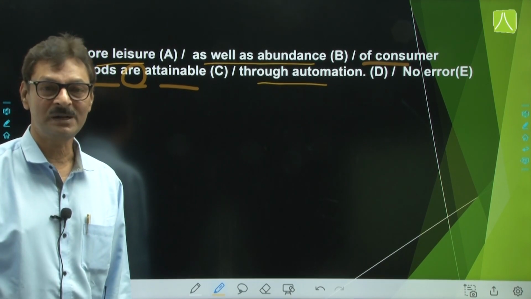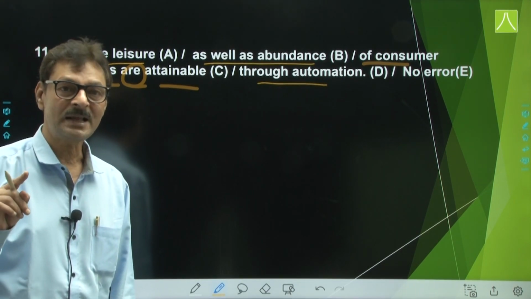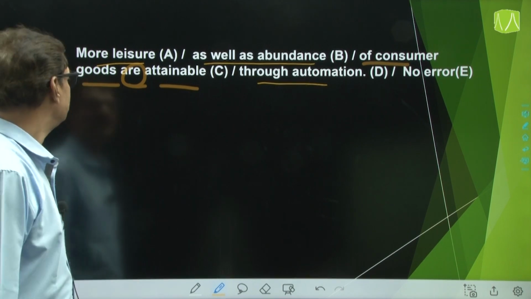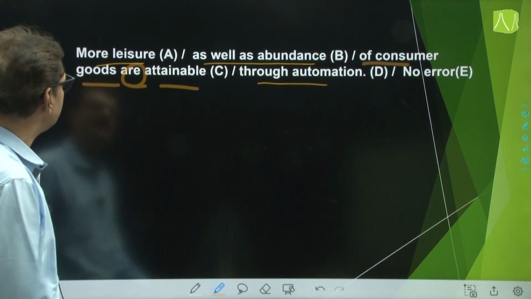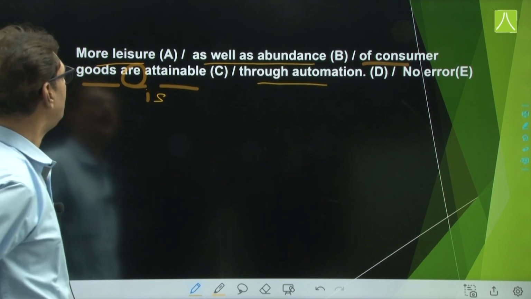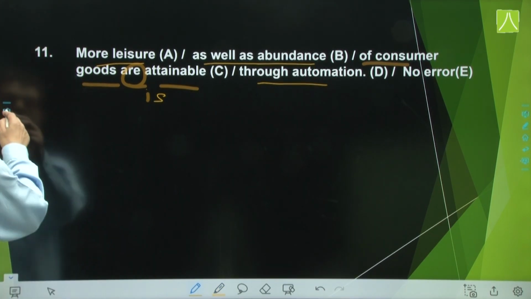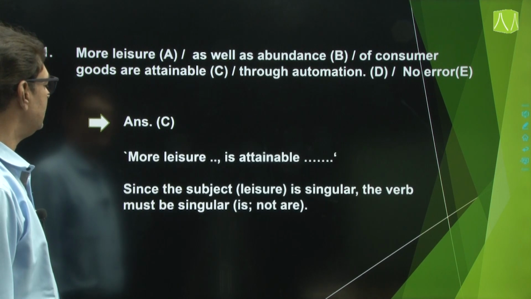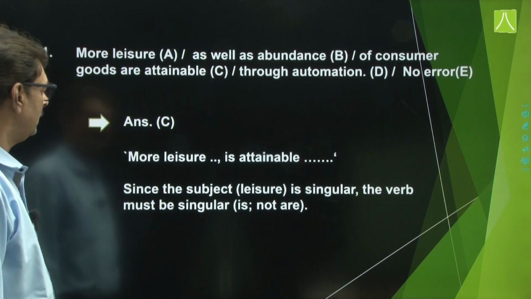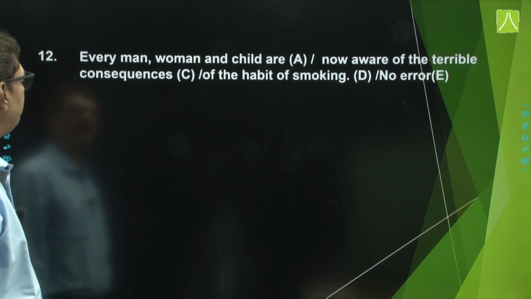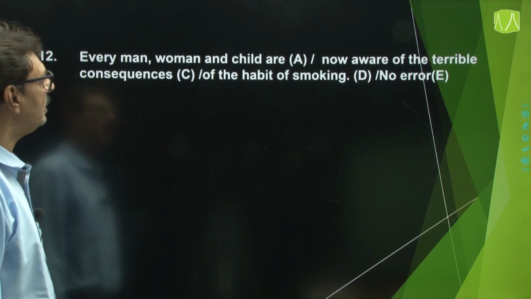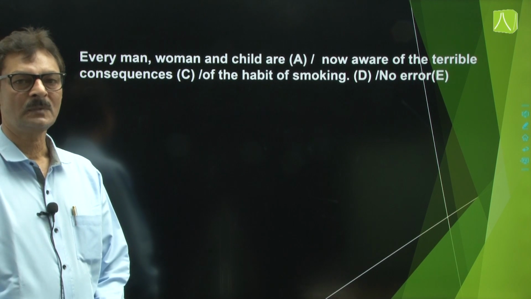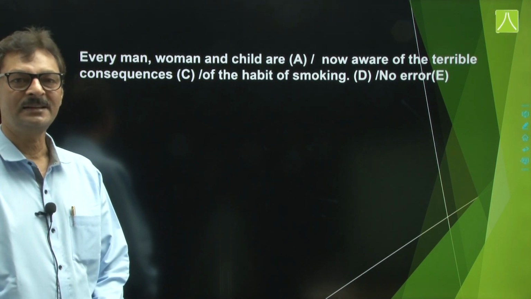We have done subject verb agreement. Remember the statement: Gold as well as silver has fallen in price. याद है वो example? Same way. So more leisure as well as abundance is attainable and not are attainable. This is the error in this example. तो C के अंदर error है. Moving on with the next example. Every man, woman and child are now aware of the terrible consequences of the habit of smoking. Have you identified the error correctly?